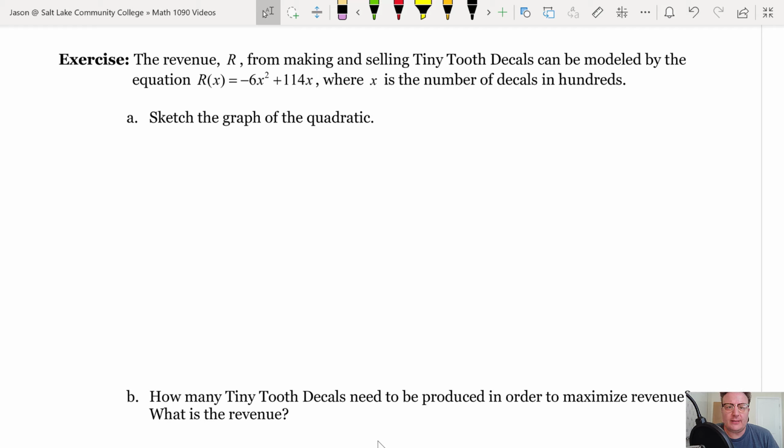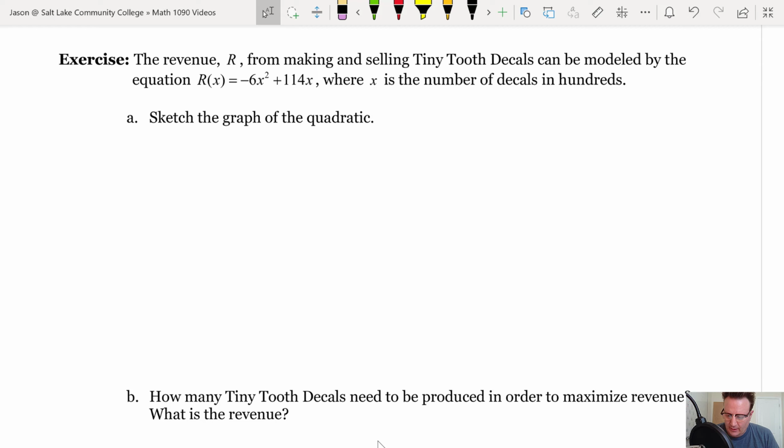All right, this is section 4.1, quadratic functions, part 2. Our next exercise. The revenue R from making and selling tiny tooth decals can be modeled by the equation R of x is equal to negative 6x squared plus 114x, where x is the number of decals in hundreds. Sketch the graph of the quadratic.